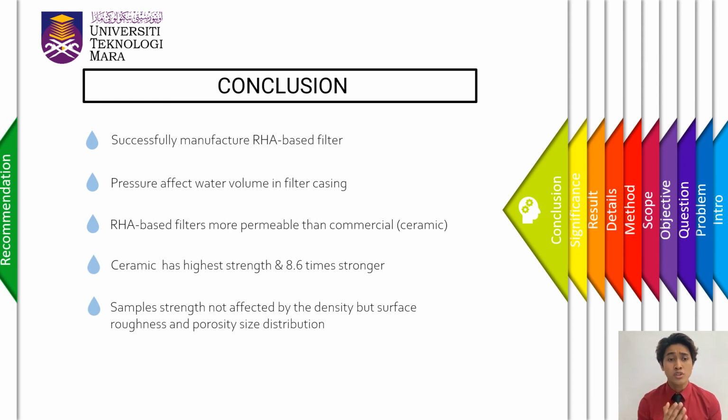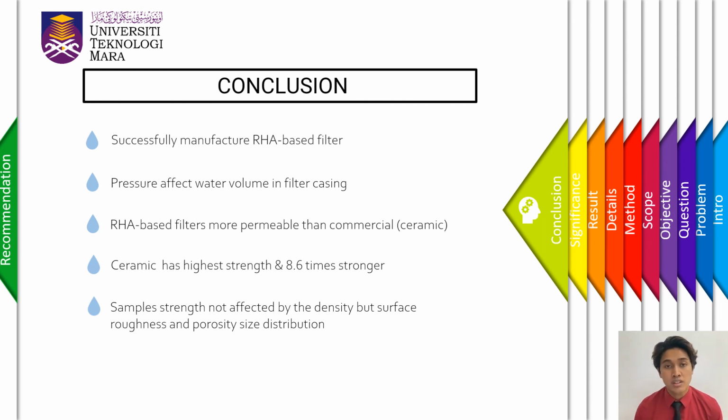These are the conclusions that can be made from the results gained in this research. The first one is the RHA base filter was successfully manufactured without problem. The next one is pressure affects the water volume in the filter casing, or the flow of the water. The third one is RHA base filters are more permeable than the commercial one, which is made from ceramic.